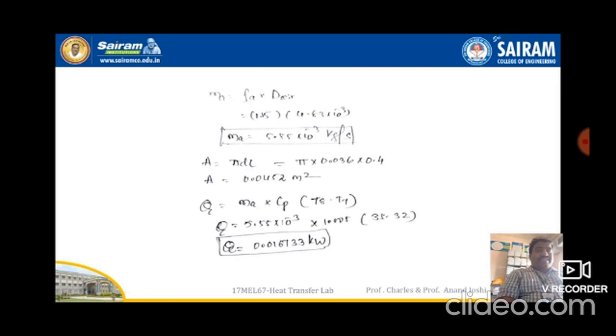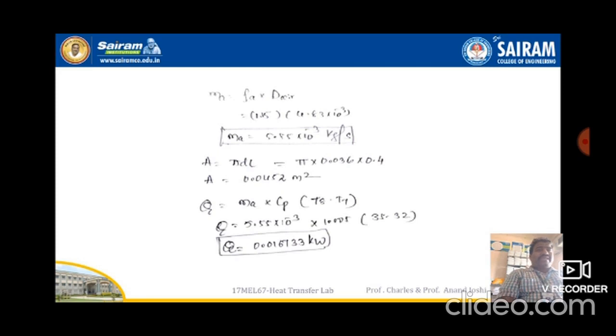Next, the area of the rod, that is pi dl, pi into 0.036 into 0.4. So you will get the area as 0.0452 meter square.